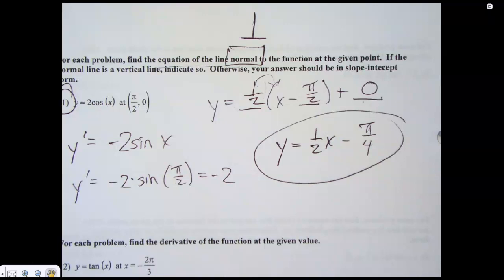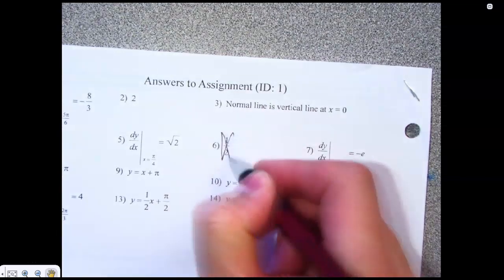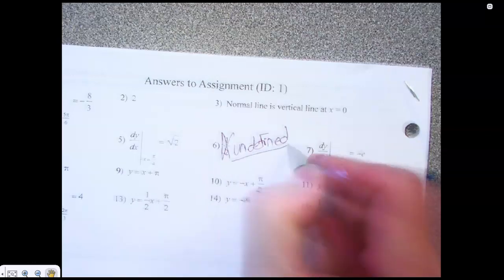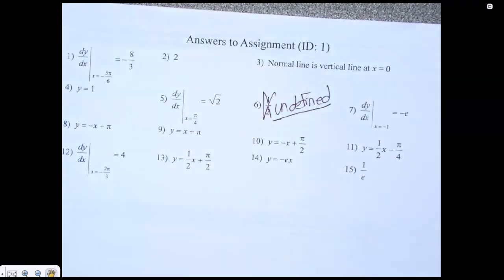Understand. One over zero. That doesn't make sense. Number 6, the answer doesn't make any sense. It should be undefined. Number 6, the answer key is incorrect. The answer should be undefined for number 6.